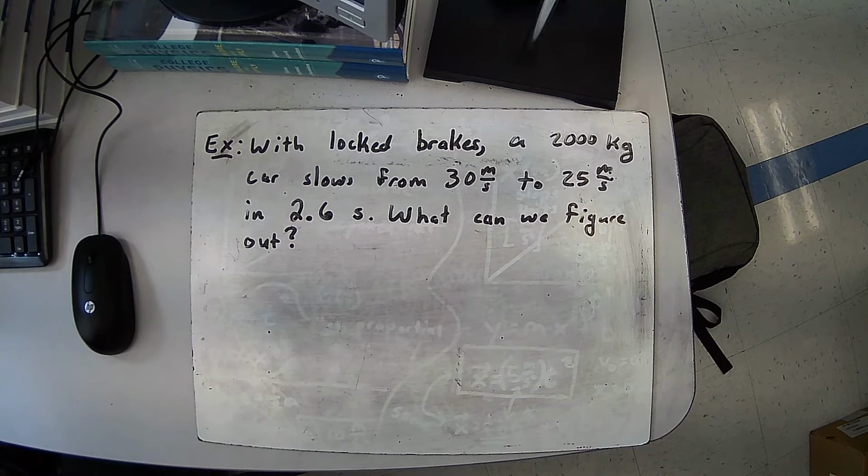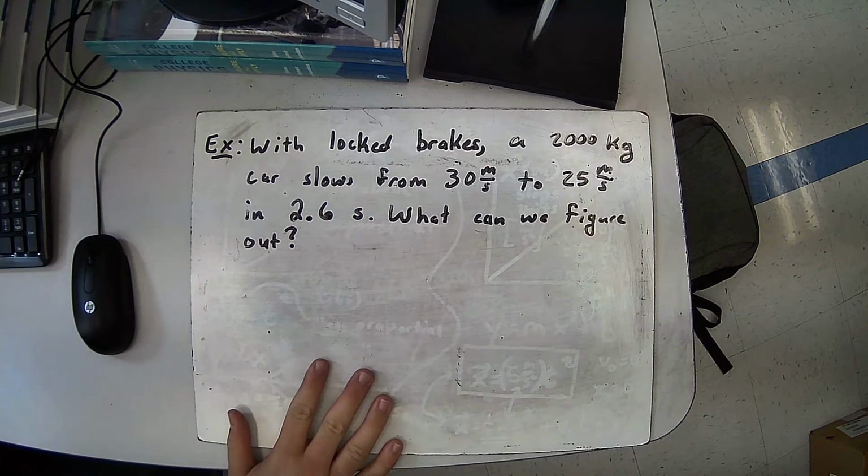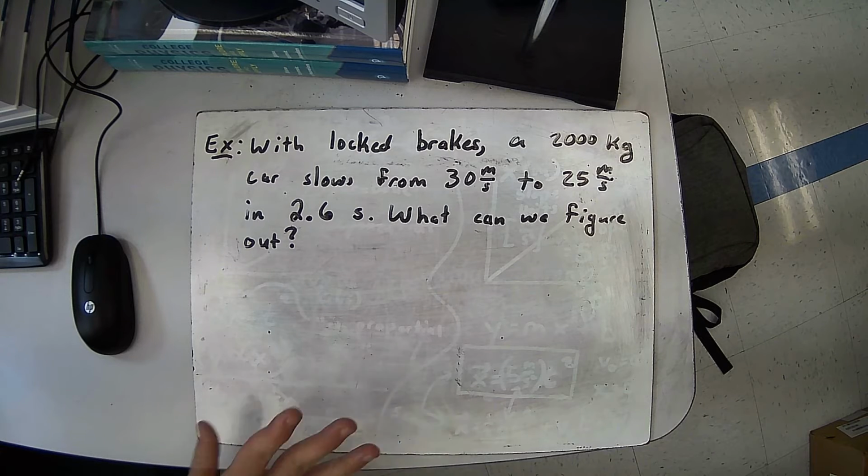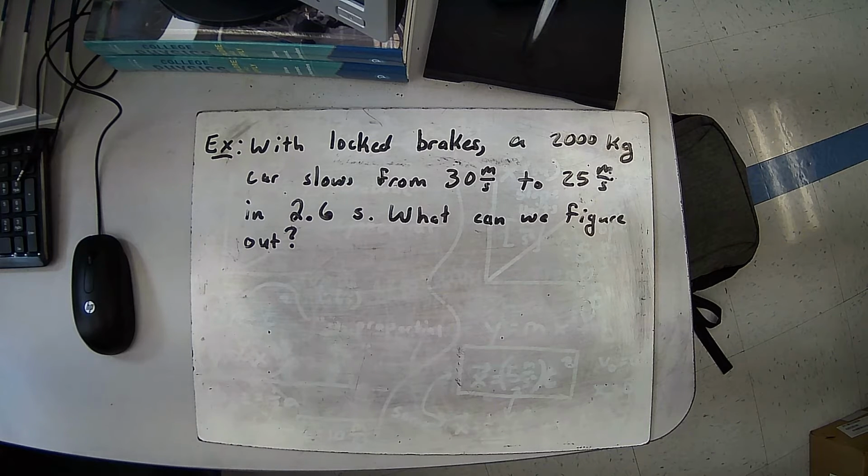All right, folks, we're going to go through this example problem here. With locked brakes, meaning the wheels aren't turning anymore, a 2,000 kilogram car slows from 30 to 25 meters per second in 2.6 seconds. What can we figure out from this? What can we solve? So, how do we even get started with something like this?